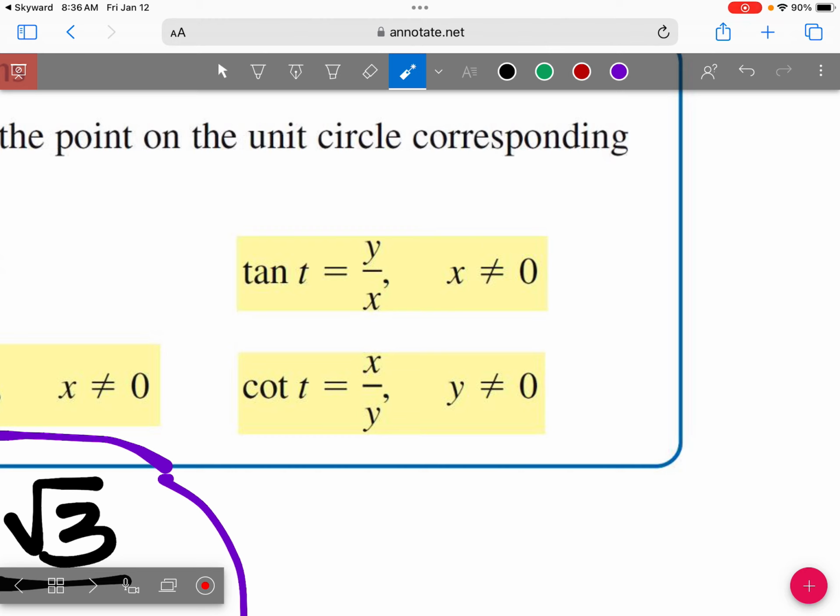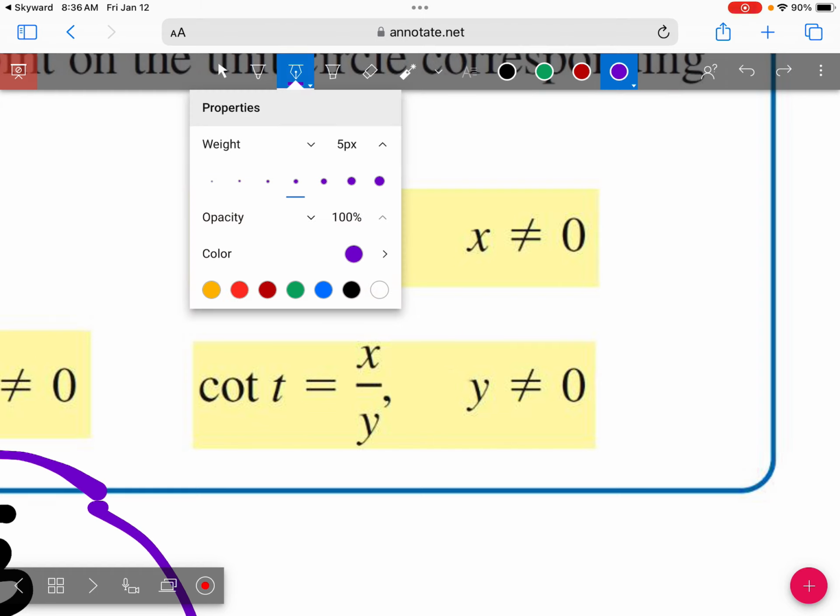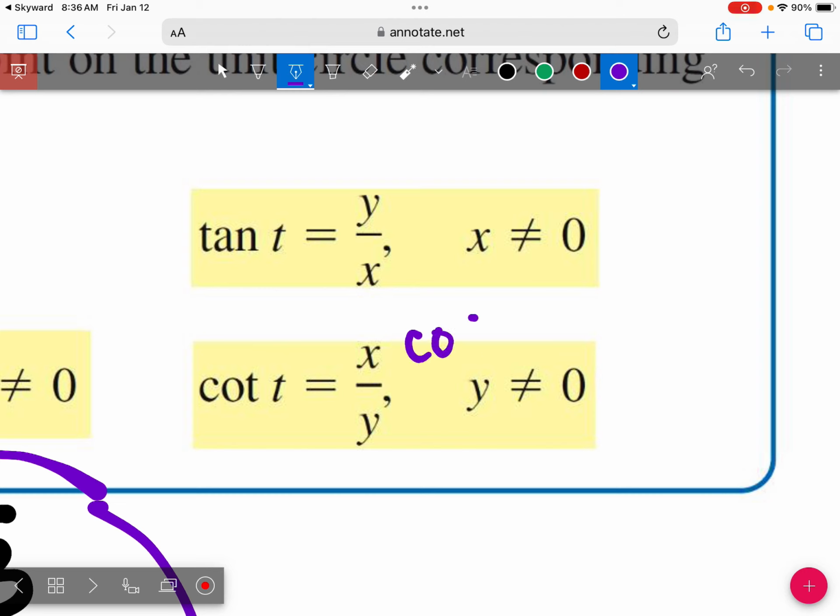And the way I remember it, because I have to make little acronyms in my brain to remember the trig, is that for cotangent, cosine is on top. Cosine goes on top for cotangent. And sine goes on top for tangent.